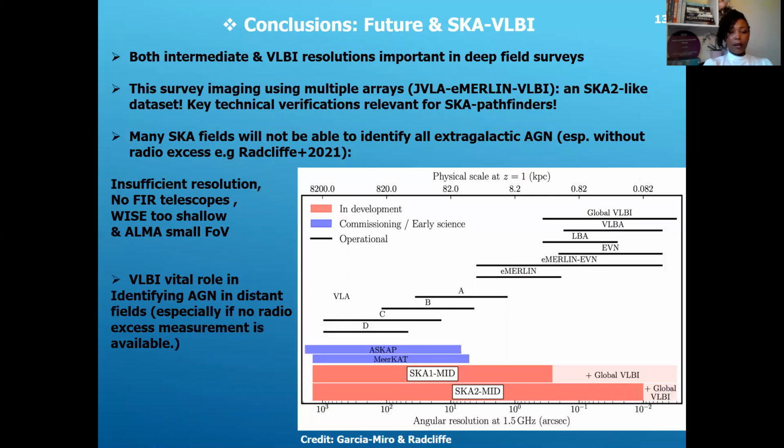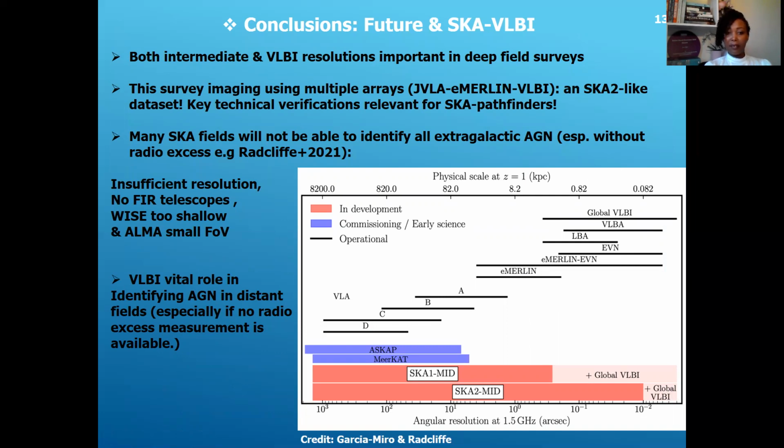So conclusions. As seen in the previous few slides, both intermediate and VLBA resolutions are important in deep field surveys. Particularly in this survey, we've combined imaging using the JVLA, e-MERLIN, and the VLBI. And this gives an SKA2-like data set. For example, shown on this figure, we have observations with the VLBA, the EVN, e-MERLIN, and the VLA, covering a parameter space that can only be achieved using SKA2. Therefore, this data set can be used for key technical verifications for relevant SKA pathfinders.